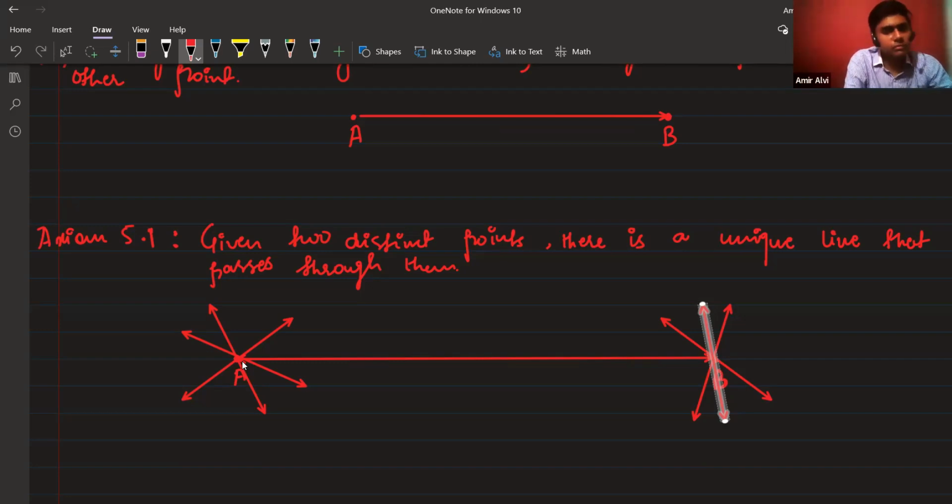Okay, that's it. So that's the easy one. If we have 2 points, then there must be a unique line passing through them or joining them. One point can have numerous, infinite lines. But if there are 2 points which are joined, there can be only one unique line between them.